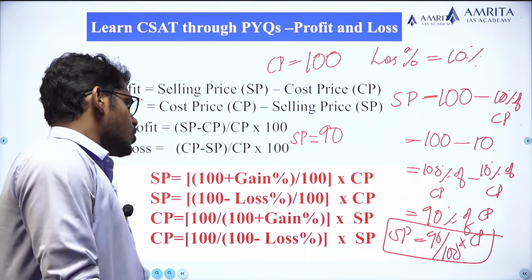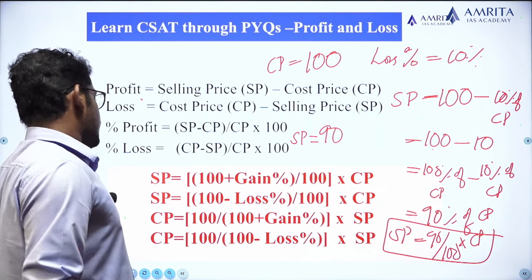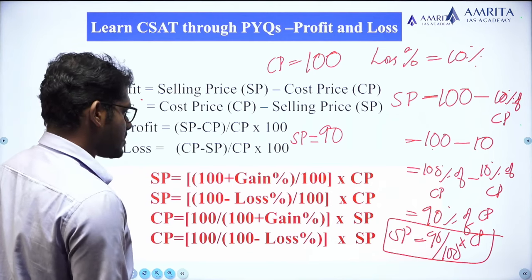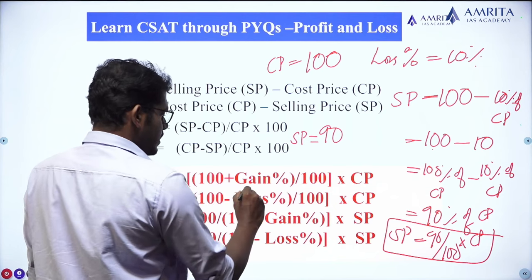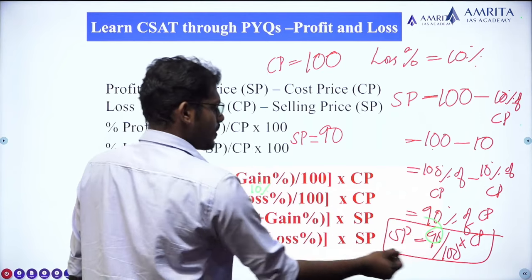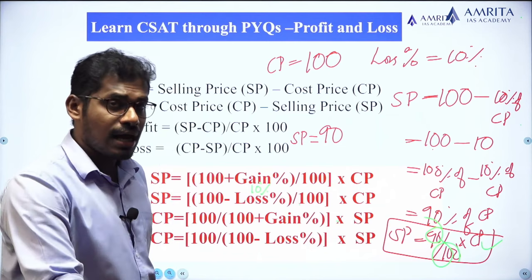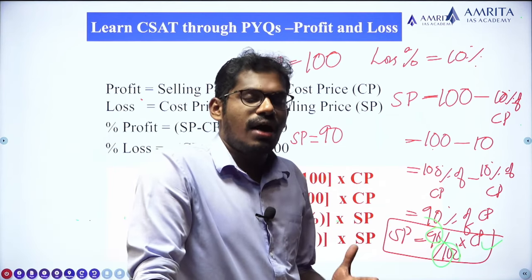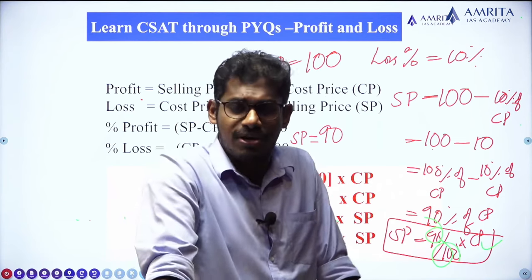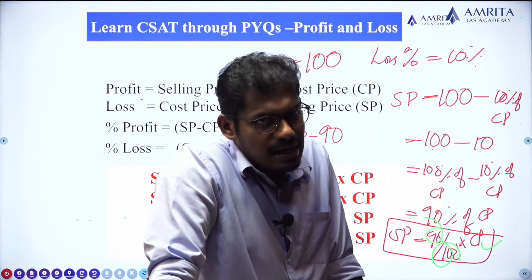Now, let me move on to the equations. The equation says, SP is equal to 100 minus loss percentage, divided by 100, into CP. Yes, 100 is here, loss percentage is 10%, 100 minus 10 is 90, 90 is given here, divided by 100, 100 is here, into CP, yes, into CP is here. So without relying entirely and abruptly on the equation, we have to understand the idea underlying every equation. The equations are correct, perfect. But we have to find out the idea behind every equation. Clear? Fine.